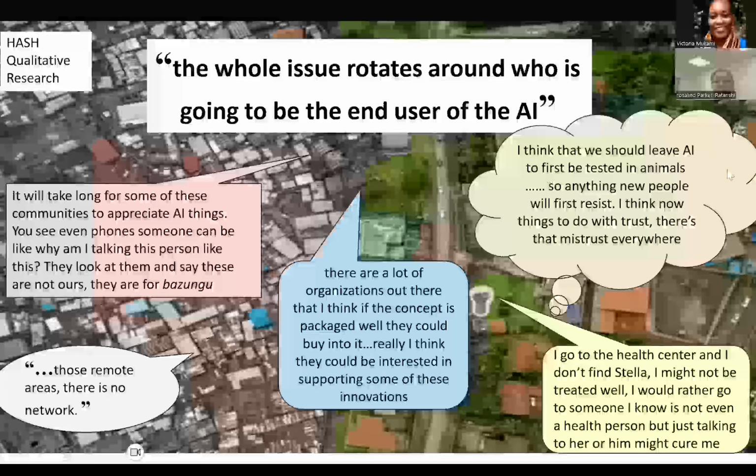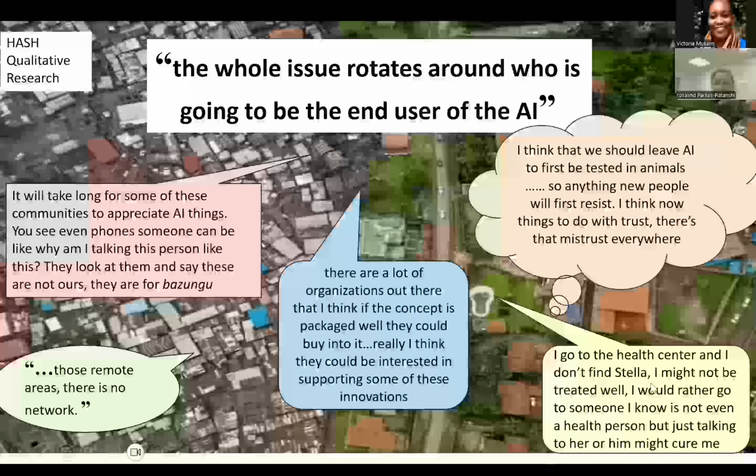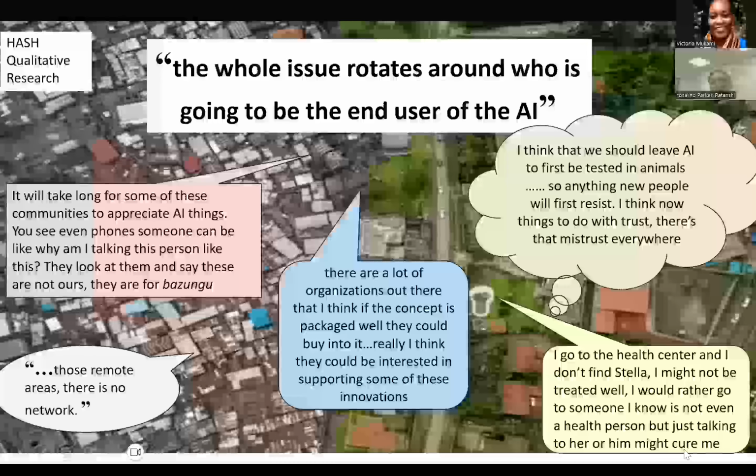People say that we should leave AI to be tested first in animals. That's going on a very biomedical thing: we test drugs in animals, so why aren't we testing AI in animals first? But then some people are saying, well, look, if I go to the health center and I don't find my friend Stella, my nurse Stella, I may not be treated well. So why don't I just talk to the AI that's always going to treat me really nicely? If it treats me nicely, why wouldn't I talk to it?